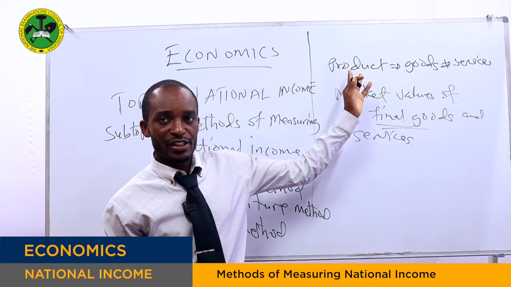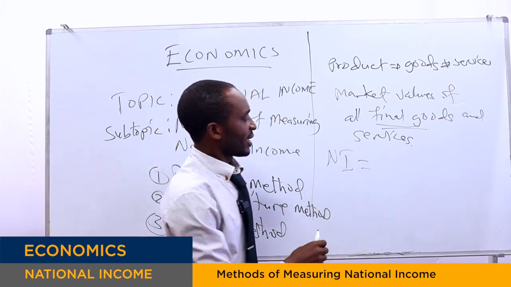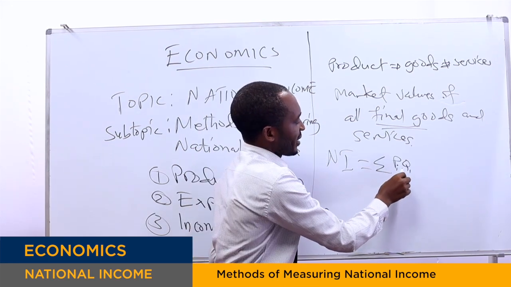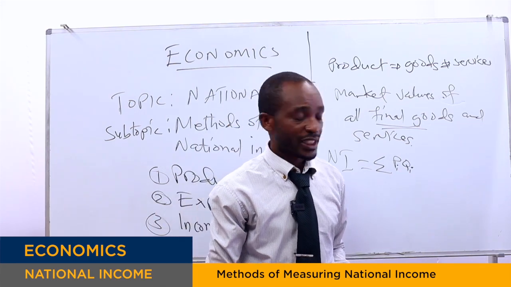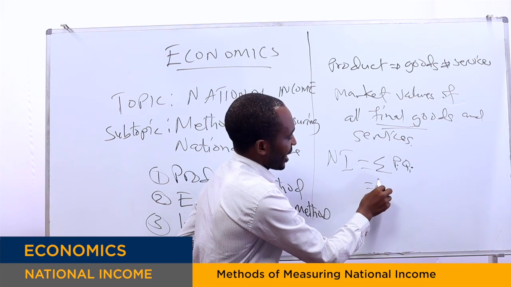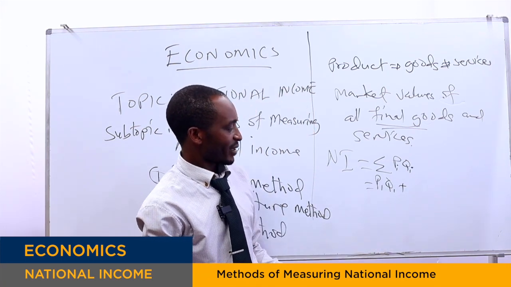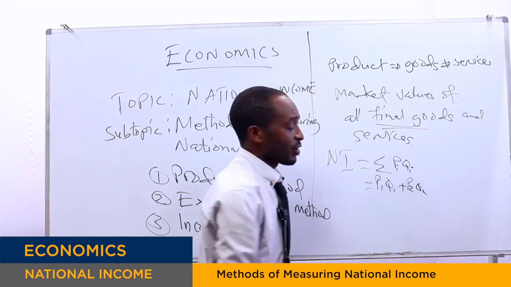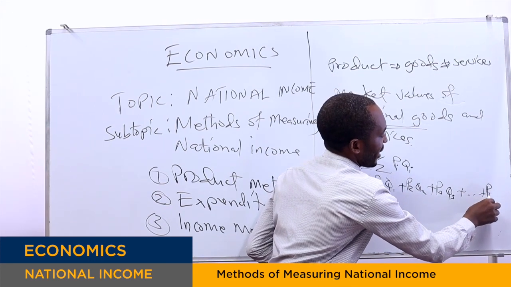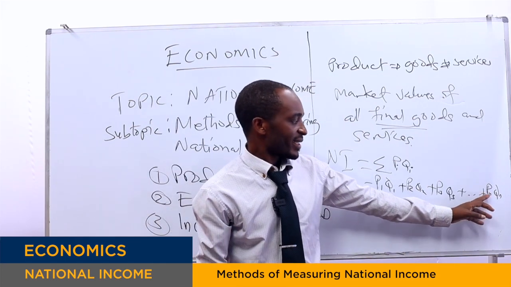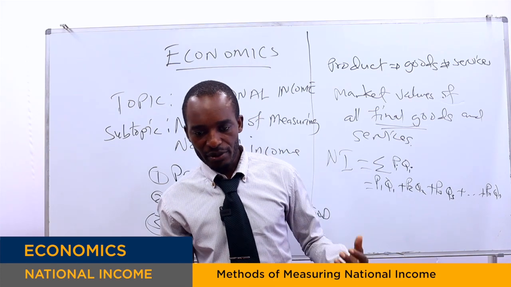So now, how can we calculate the national income by using this product method? It means the national income will be equal to the summation of PiQi, whereby P is the price of a commodity and Q is the quantity of that commodity. So let's say you take the price, which is P1 times Q1, plus, let's say we have another product, maize. So you take the price of maize, which is P2 times the quantity of maize produced in the whole country. Then you add plus dash dash dash plus Pn times Qn. So n stands for the number of prices and the Q stands for the number of different goods and services we are producing in our economy.